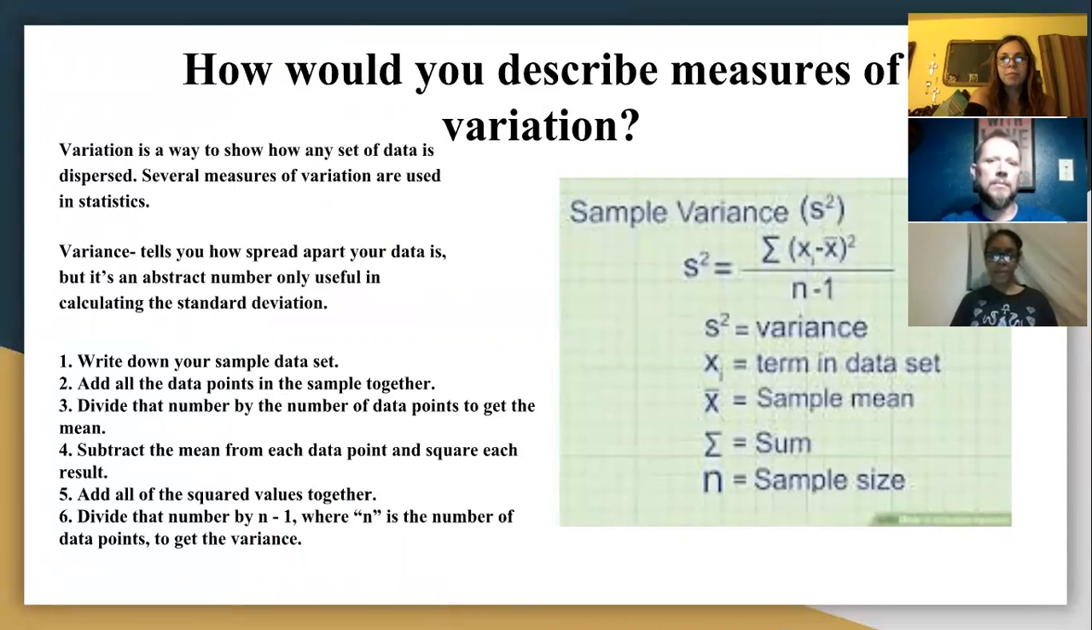How would you describe measures of variation? It simply describes the distribution of data. In other words, it describes how data is dispersed. Variance tells you how spread apart the data is, but it's an abstract number only useful in calculating the standard deviation. You can calculate the sample variance by a simple formula shown to the right. You can calculate it just as you calculate the standard deviation by following the steps that are shown below.